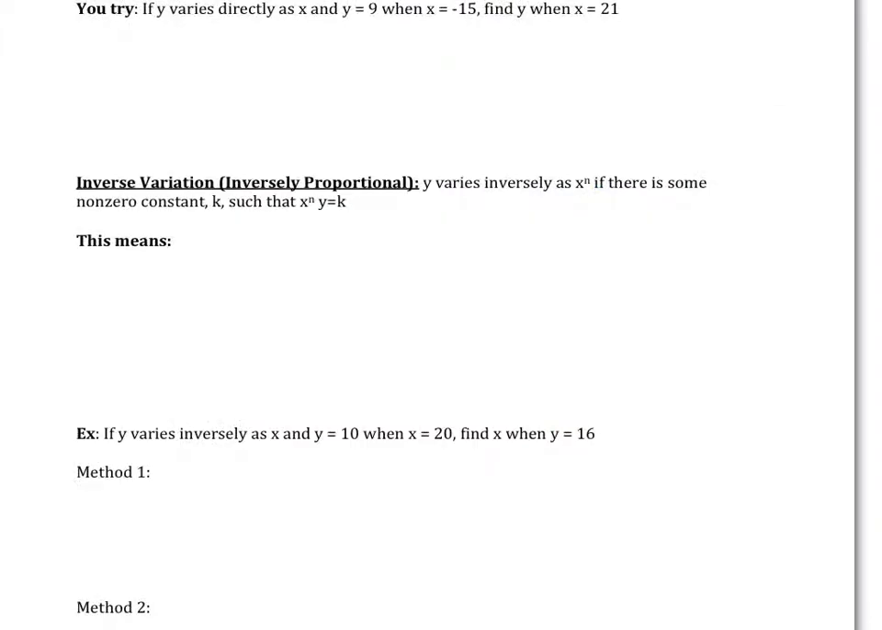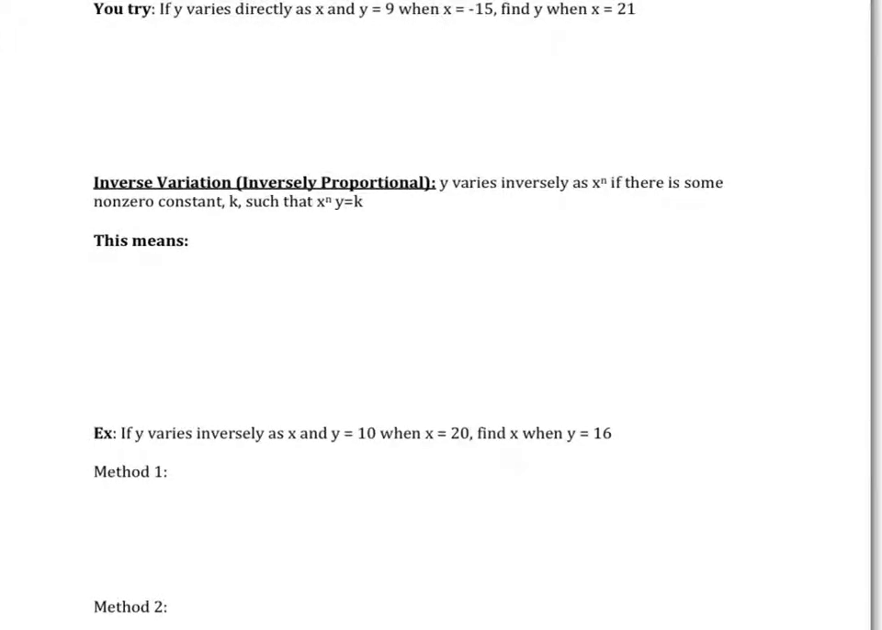Here's a problem for you to try. If y varies directly as x and y equals 9 when x is negative 15, find y when x is 21. You can choose either method. When everything is reduced, your solution should be negative 63 over 5. See if you can get that answer.